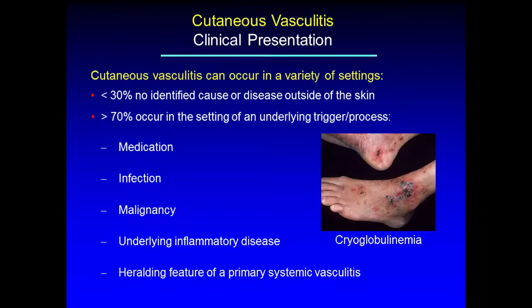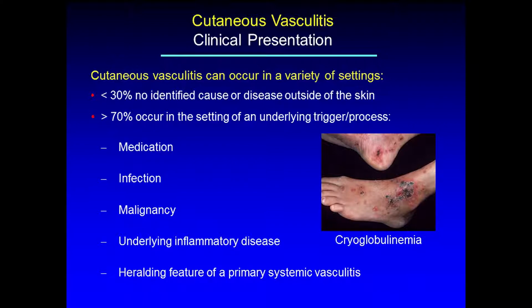This can include a medication, an infection, and as we can see here with the example of cryoglobulinemia, this could actually be either a setting where there's an infection, such as hepatitis C, or it can be associated with multiple myeloma. We can also see this in a range of underlying inflammatory diseases, or this could be a heralding feature of an underlying primary systemic vasculitis.